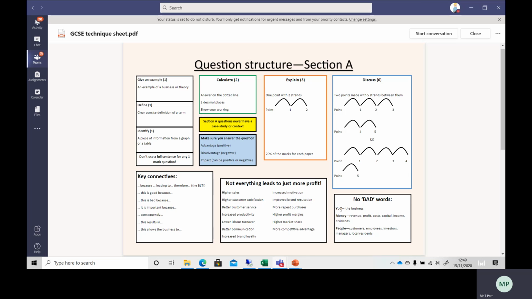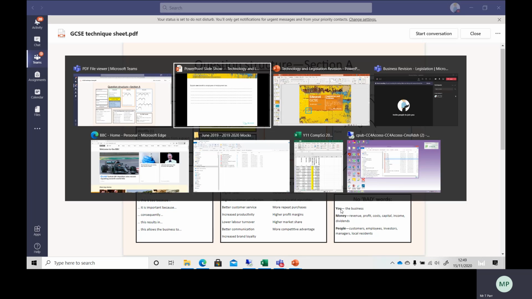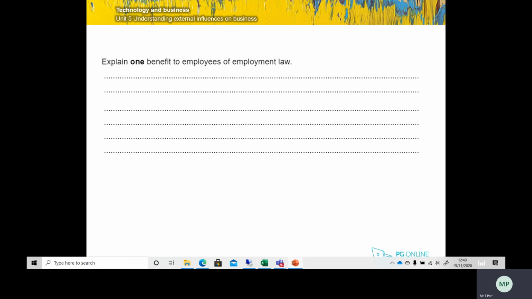Explain, 3 marks. Make 1 point with 2 strands. So explain one benefit to employees of employment law. Okay, so there's a couple of ways we could go about it. How does employment law benefit employees? So let's start off. Oh, I'm getting used to my new pen.